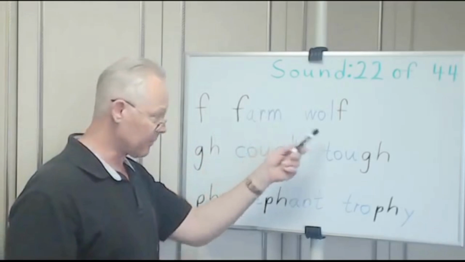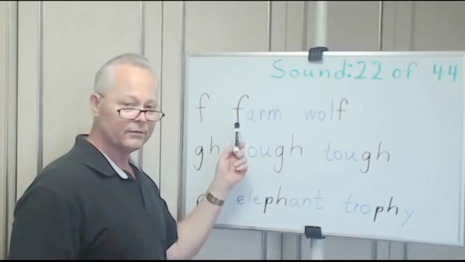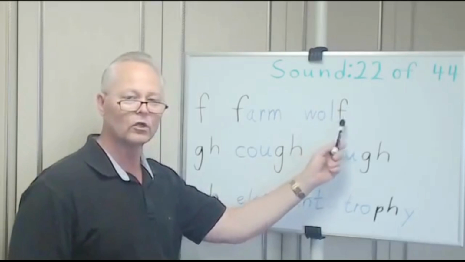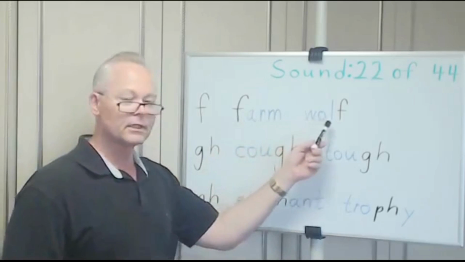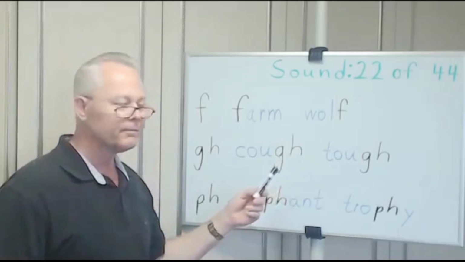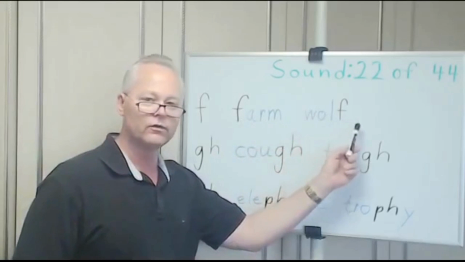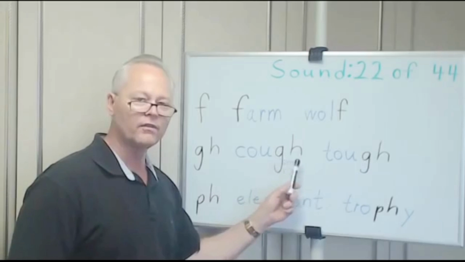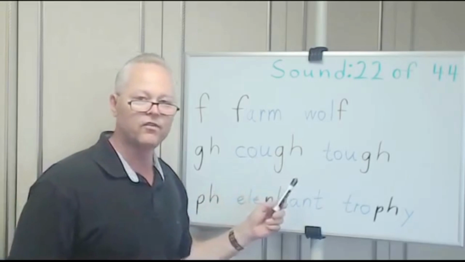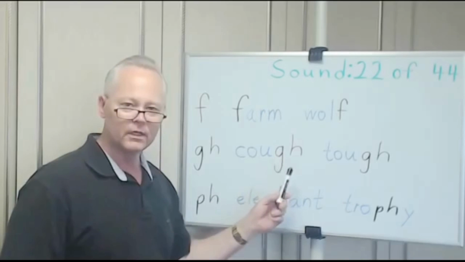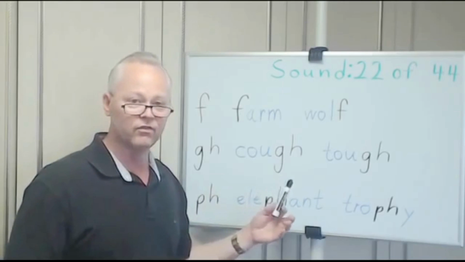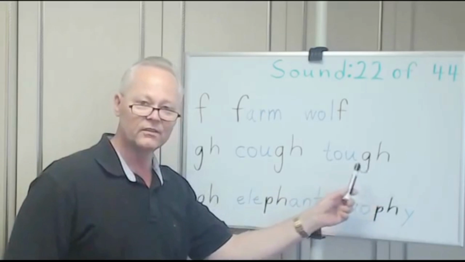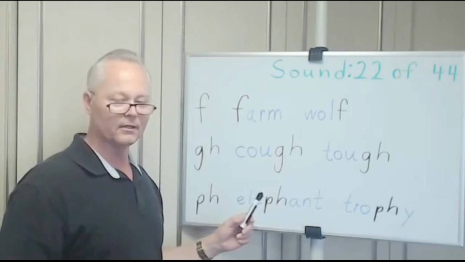For F, the example words: farm, wolf. Now, sometimes the sound's a little stronger, sometimes it's a little weaker. Farm, wolf, but it's that F sound. Cough. Now, you don't want a heavy cough. It's not like that. Cough. So the F sound is not going to be a big F thing. It's soft. Tough. I'm trying to exaggerate it a little bit so you can hear it.